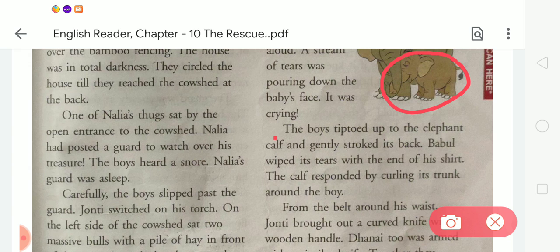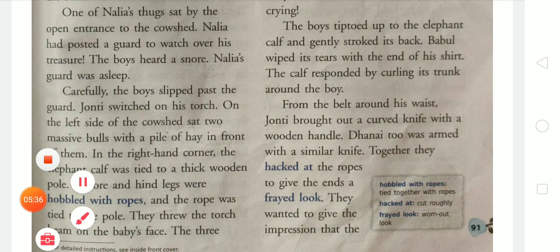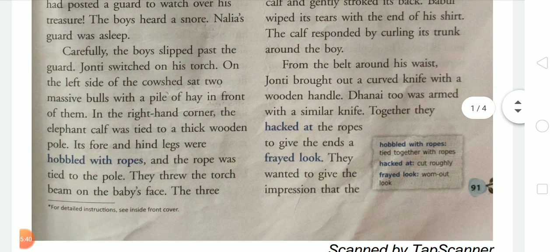Carefully the boys slipped past the guard. Jaunty switched on his torch. On the left side of the cow shed sat two massive bulls with a pile of hay in front of them. In the right hand corner, the elephant calf was tied to a thick wooden pole.